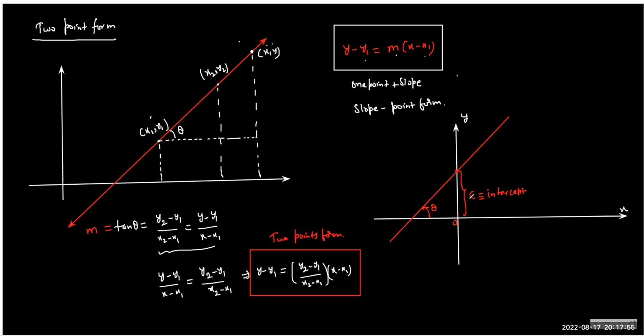A positive C means the intercept is on the positive side of y-axis, negative means negative side, and 0 means the line is passing through origin, isn't it? It is clear, guys? Tell me. Yes, sir.